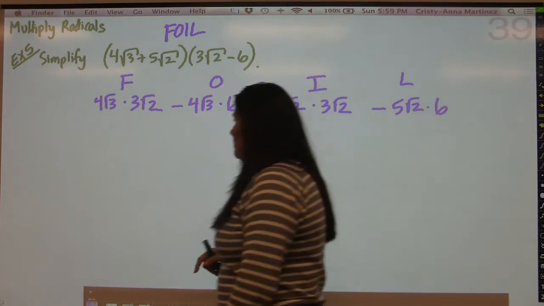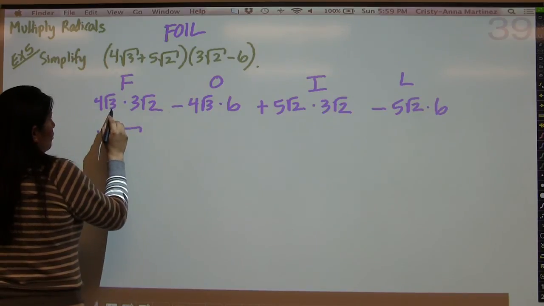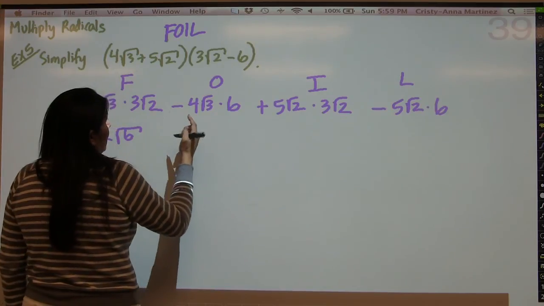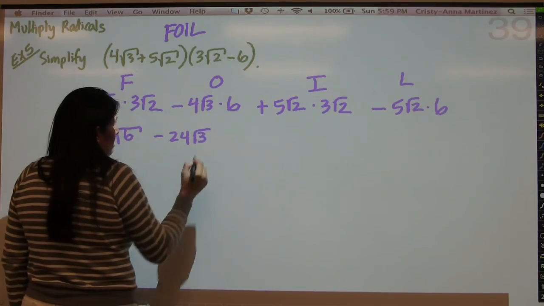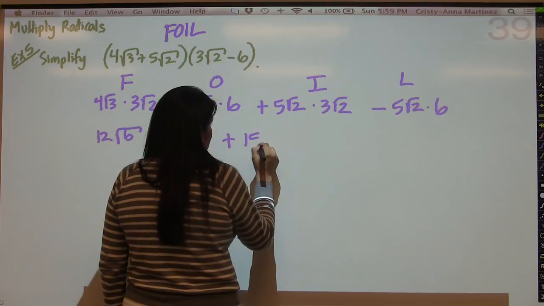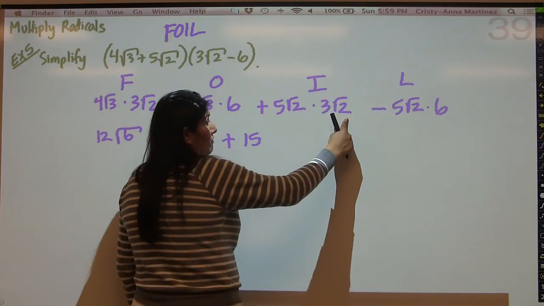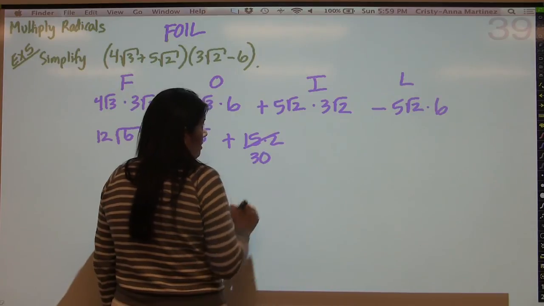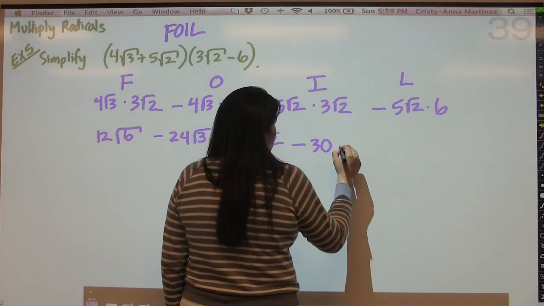So now what's going to happen is 4 times 3 is going to give us 12, but root 3 times root 2 is root 6. Over here we're going to get 6 times negative 4 is negative 24 root 3. And then here you're going to get 5 times 3 is 15. And then you're going to go root 2 times root 2, which is root 4. But the square root of 4 is just 2. So 15 times 2, or just 30. And then lastly, you're going to get 5 times 6, which is negative 30 root 2.